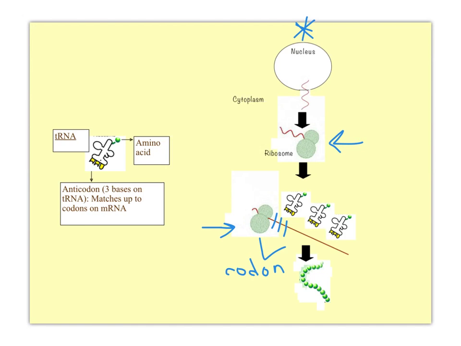The codon is going to match up with every 3 bases on the tRNA molecule called the anticodon. So those are going to be complementary to the bases on the mRNA. And this is how the transfer RNA knows which amino acid corresponds to the codon.